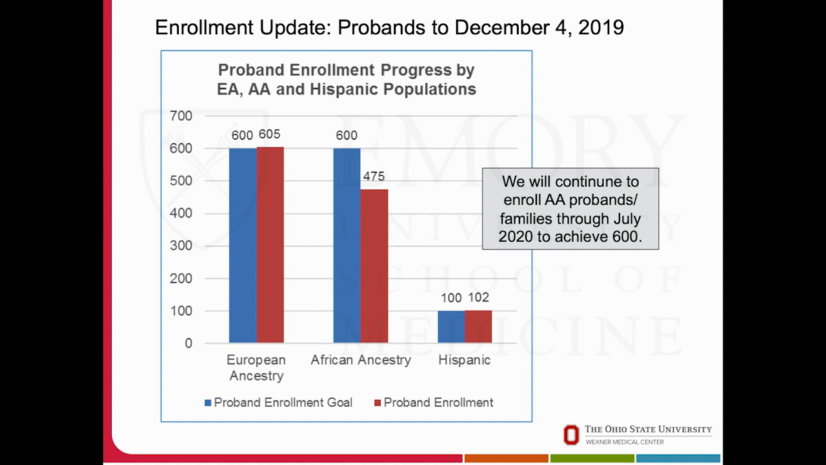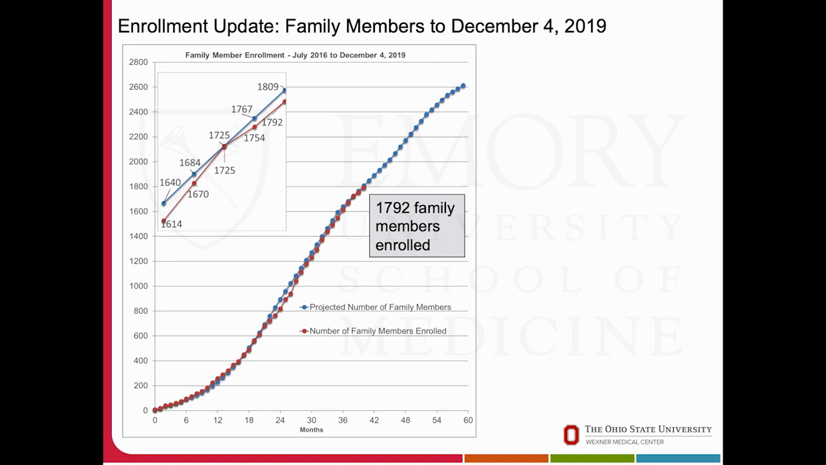Statistically, we're really on the knife edge of power. We really need 600 white and black participants to do what we need to do in this study statistically. For our family members, we have almost 1,800 enrolled, about 75%. We're very pleased with that, and we continue to enroll family members through the end of the study.